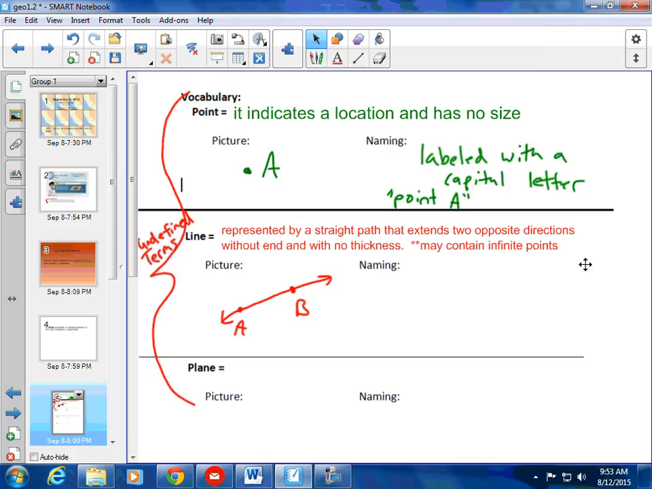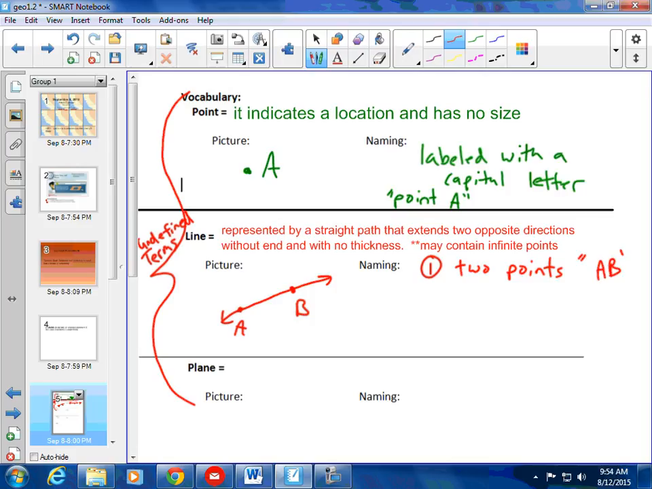There's a couple different ways of naming a line. You can name it with the two points, at least 2 points. You can name this line AB. It's important to label this. There's one thing that I did not put: a line on top with the arrows. For a line segment, we're not going to have arrows. So if you have the line on top with the arrows, that's line AB.